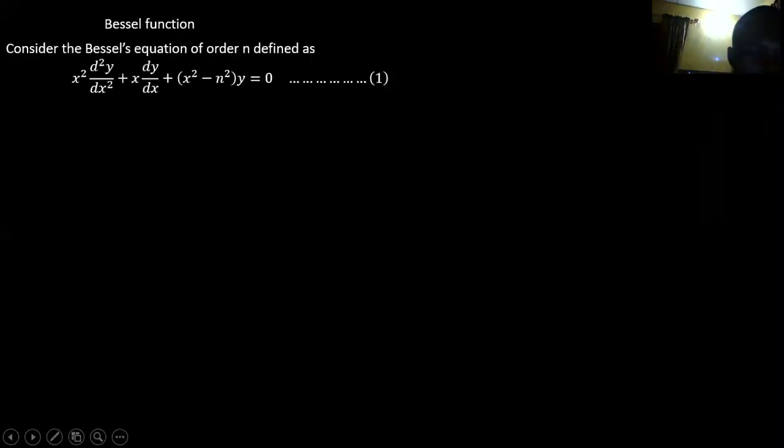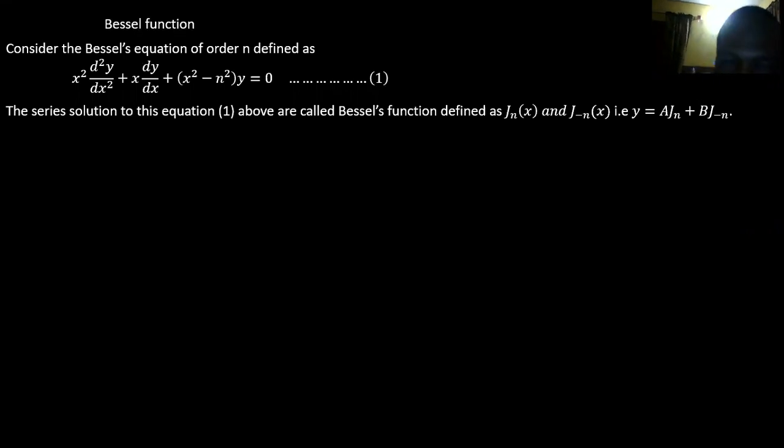Now, Bessel function. Consider the Bessel equation of order n defined as x squared d squared y dx squared plus x dy dx plus (x squared minus n squared) y equals 0. The series solutions to this equation are called Bessel functions, defined as Jn of x and J minus n of x. These two, Jn and J minus n, are the linearly independent solutions to the differential equation above.